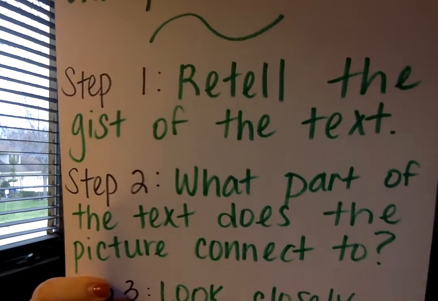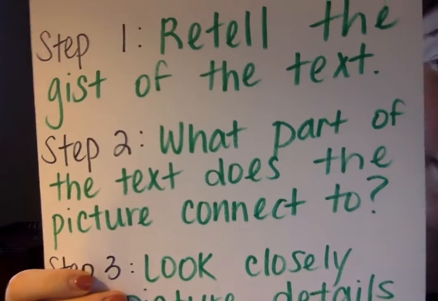So let's go ahead and follow our steps. Step number 1, retell the gist of the text. Remember, the gist of the text is what the text is mostly about. From our read aloud, we learned that this text is all about Abraham Lincoln. It's all about his life from the beginning, when he was born, growing up, how he became president, and how he helped end slavery in our country.